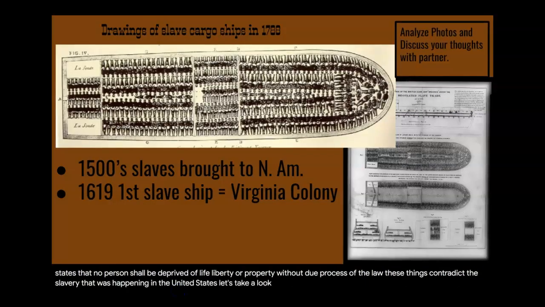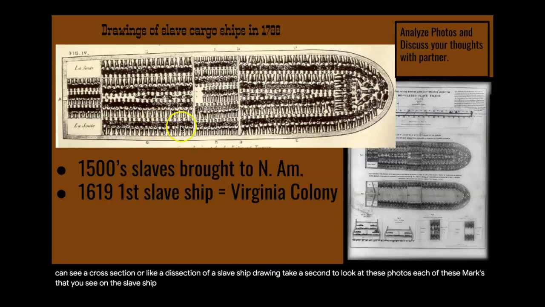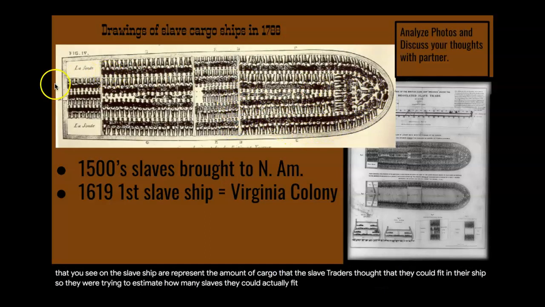Let's take a look at these drawings of slave cargo ships in 1788. Here you can see a cross section, or like a dissection, of a slave ship drawing. Take a second to look at these photos. Each of these marks that you see on the slave ship represent the amount of cargo that the slave traders thought that they could fit in their ships. So they were trying to estimate how many slaves they could actually fit in the cargo hold of their ships.